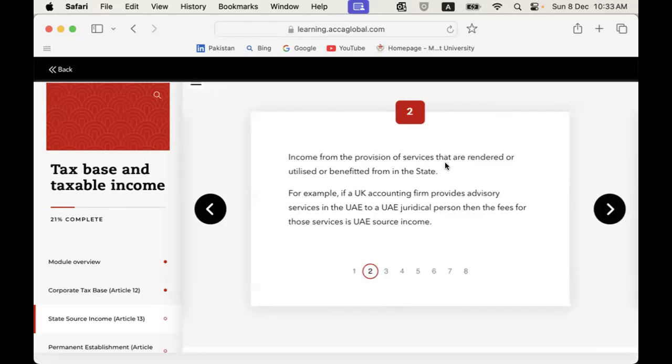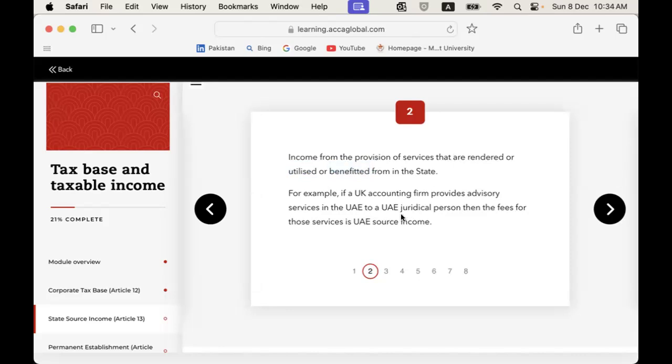Income from the provision of services that are rendered or utilized or benefited from in the state. So, look how wide they have made the scope. Even benefited from in the state. Okay, rendered in the state makes sense, right? Utilized also makes sense, right? But what about this word, benefited from in the state? The benefit is being received or arrived in the state. Even that would be considered UAE source income.